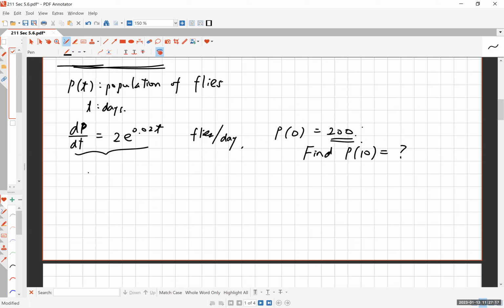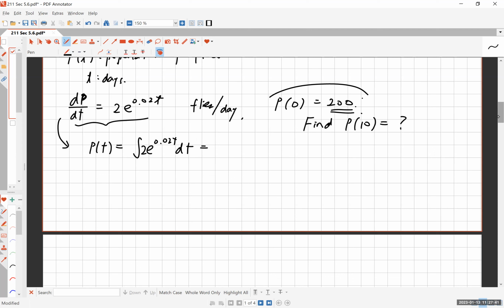Okay, so what do you do? Well, if you have to go from the rate to the original function P, you have to do the anti-differentiation, which is basically the integral, right? So you have to find this, and it's going to involve plus c, because that plus c is going to be discovered in terms of the initial value. This is, again, a very typical initial value problem.